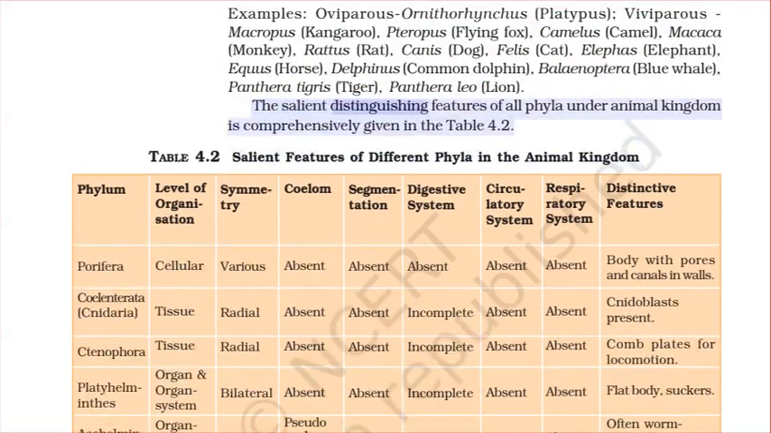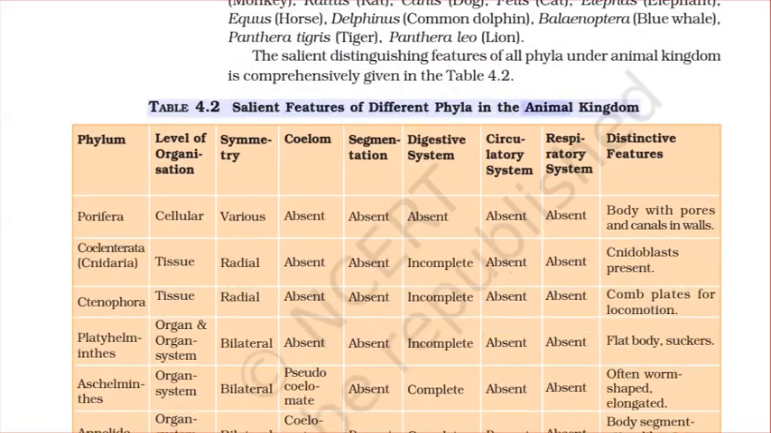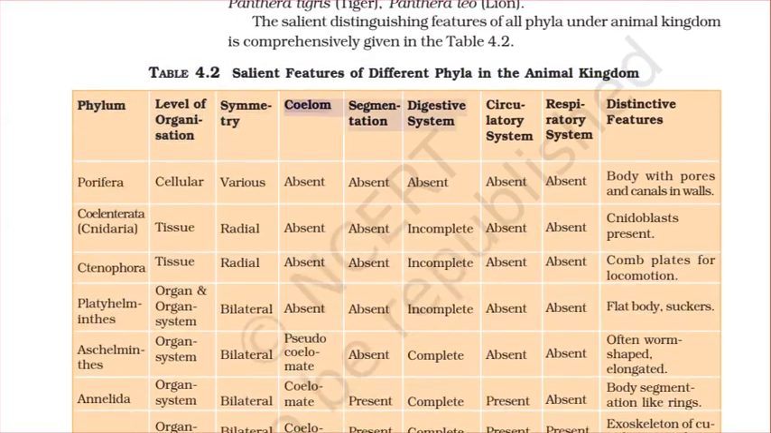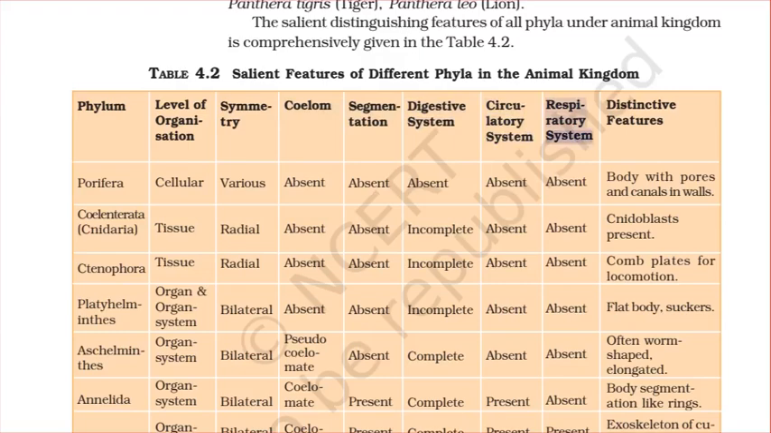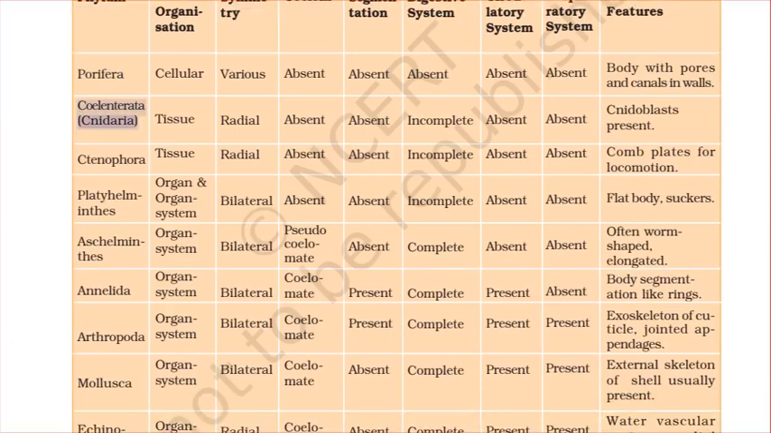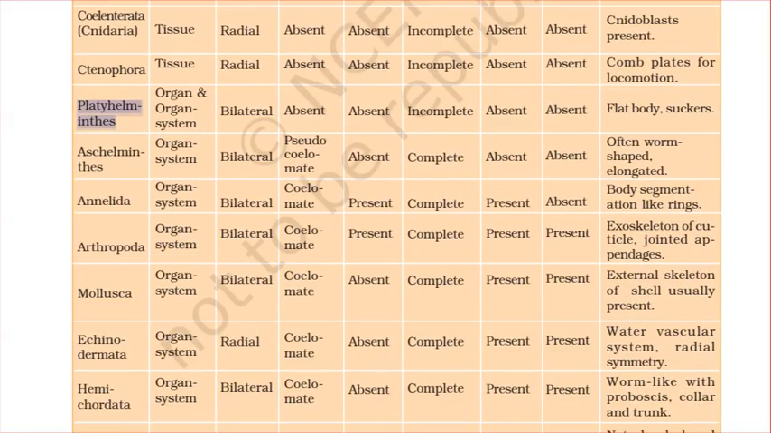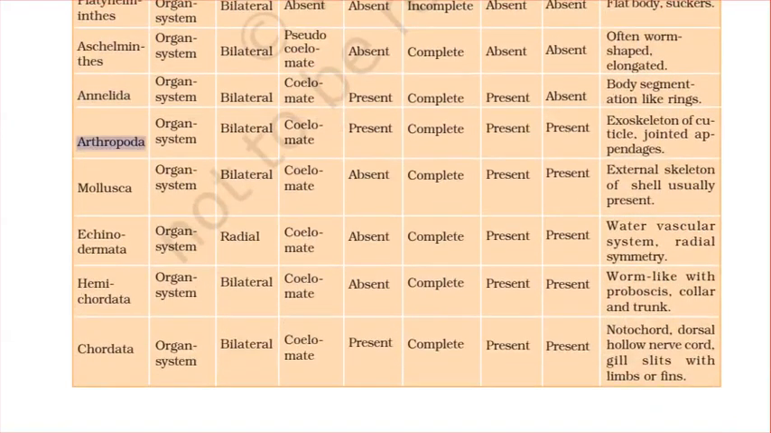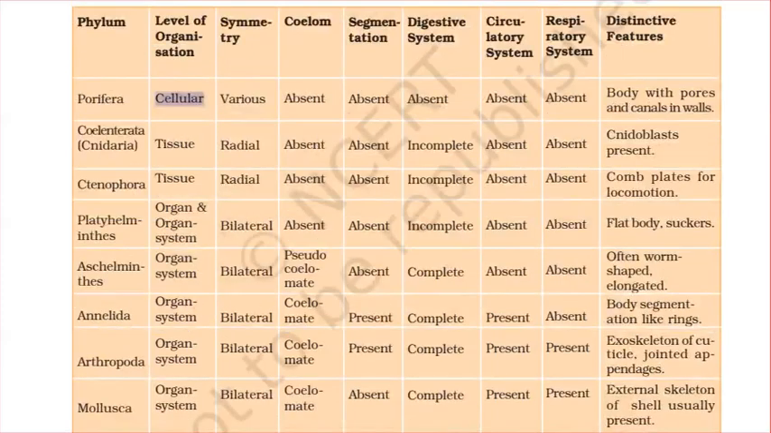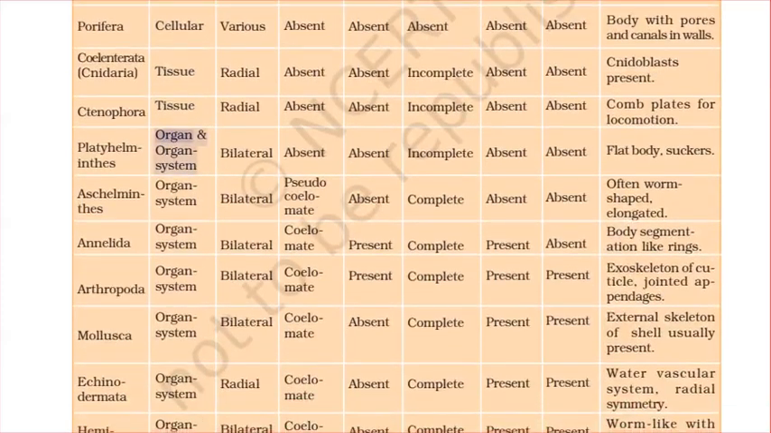The salient distinguishing features of all phyla under Animal Kingdom are comprehensively given in Table 4.2. Table 4.2: Salient features of different phyla in the Animal Kingdom. Phylum, level of organization, symmetry, coelom, segmentation, digestive system, circulatory system, respiratory system, distinctive features: Porifera, Coelenterata (Cnidaria), Ctenophora, Platyhelminthes, Aschelminthes, Annelida, Arthropoda, Mollusca, Echinodermata, Hemichordata, Chordata. Cellular, tissue, organ and organ system.